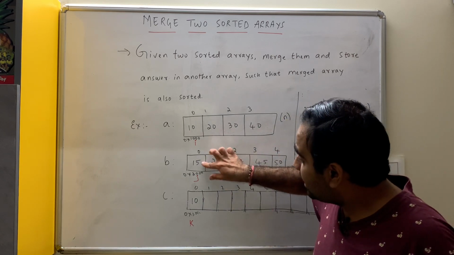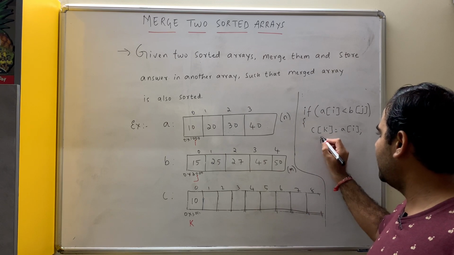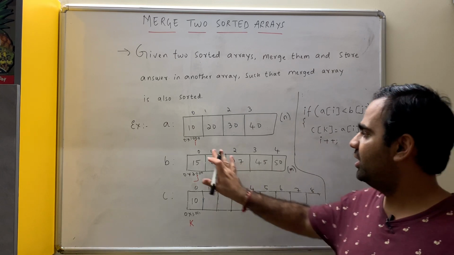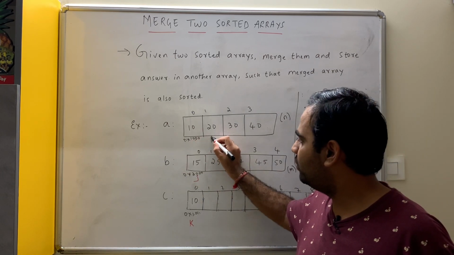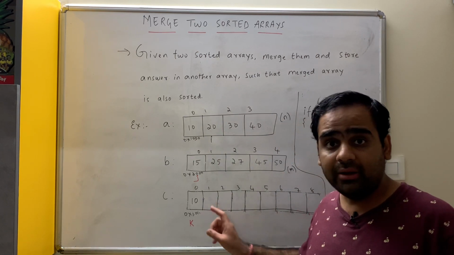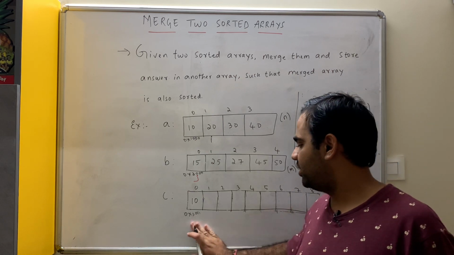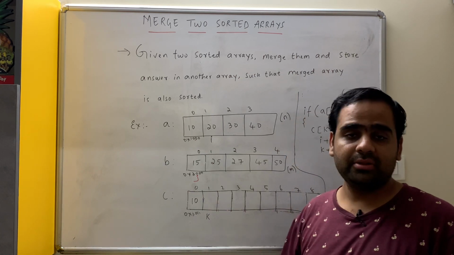And next time you will compare 15 and 20. Therefore, I should move further. Hence, I write I plus plus. Now, I is pointing to 20. Next time, tell me, where will you write? You will write at C of 1. Therefore, K should also be incremented, and I write K plus plus.